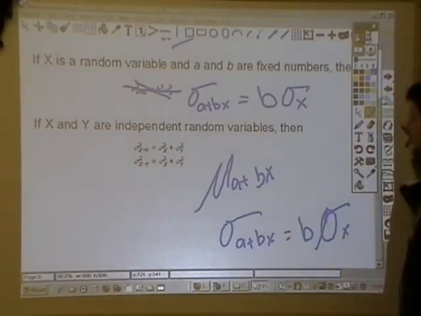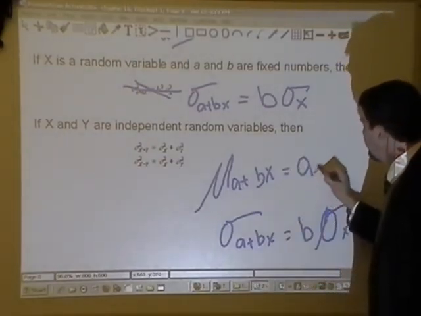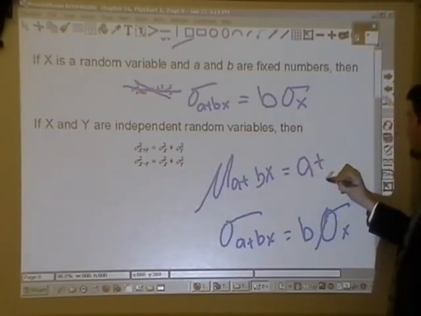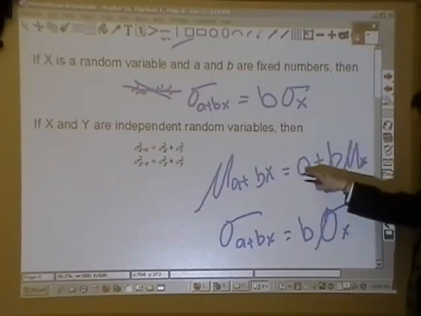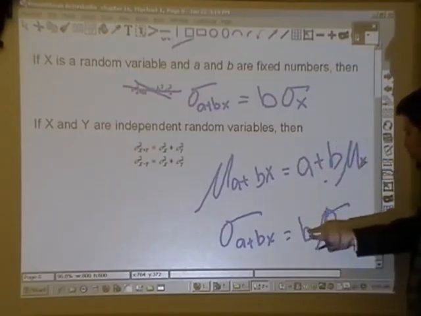Mean, however, is changed by both. So this is the constant, the addifier, plus the multiplier times the mean. Mean is changed by the multiplier and the addifier. Standard deviation is changed just by the multiplier.